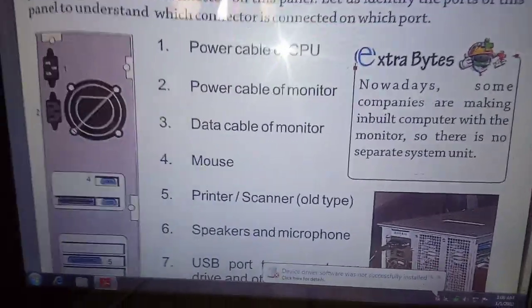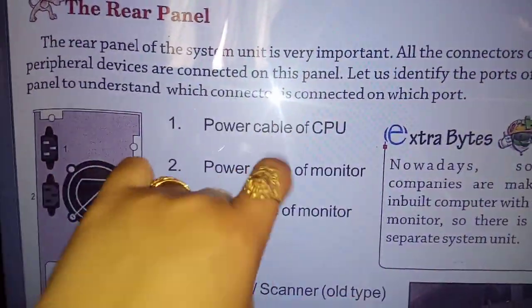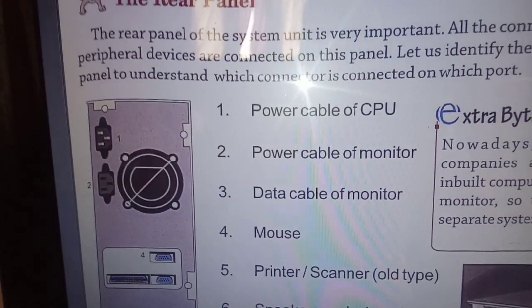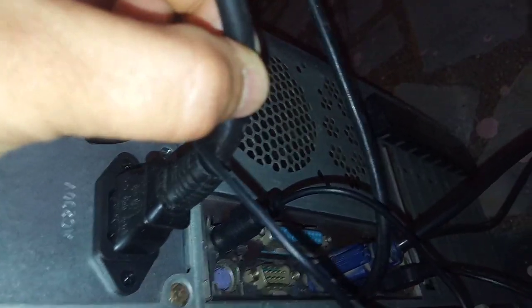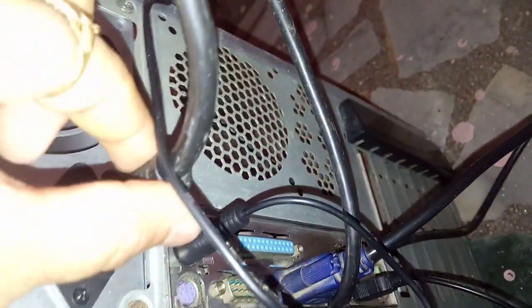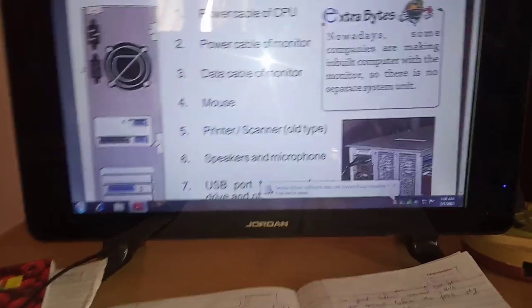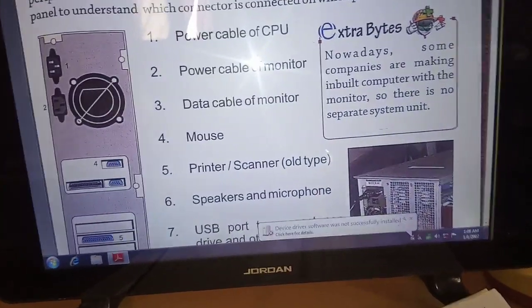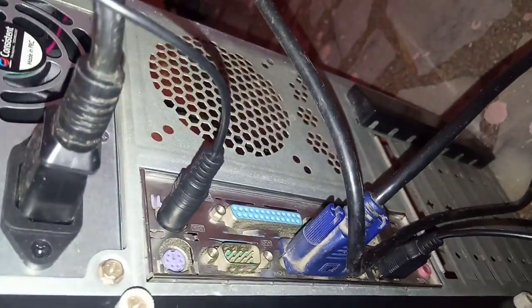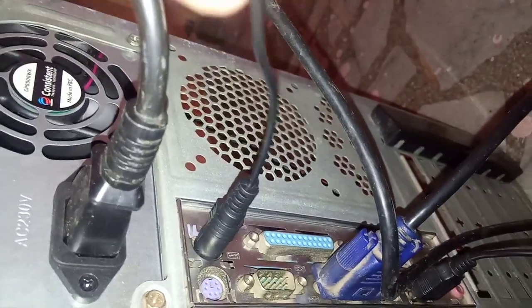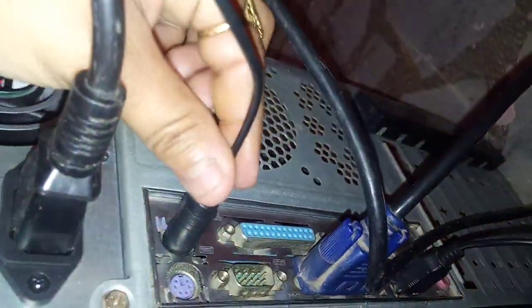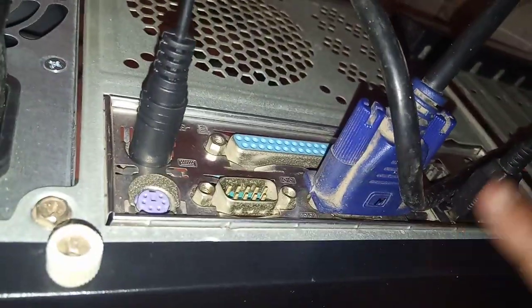First we can see the power cable of the CPU. It's connected on this port. Secondly, the power cable of the monitor. It's connected on this port. This is the power cable of the monitor, and this is the cable of the mouse. It's connected here, and this is the cable of the keyboard, it's connected on this port.